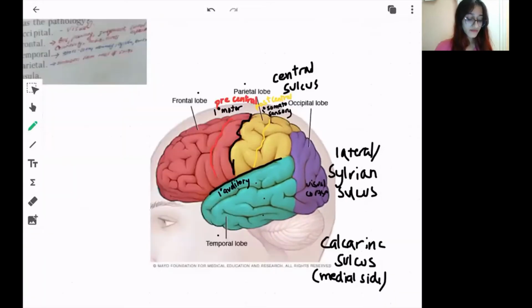So again, the frontal lobe is responsible for all the motor movements of the body, and in the parietal lobe, the postcentral gyrus is mainly the primary somatosensory cortex that receives all the general sensation from the contralateral side of the body. The temporal lobe is for the auditory, the hearing, and the occipital is for the visual, the seeing.